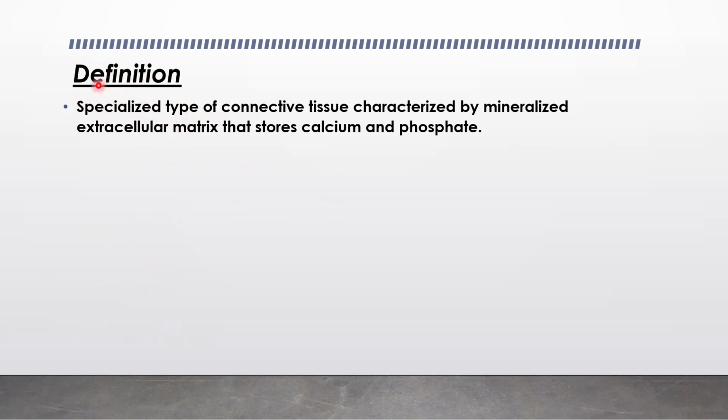So let's go ahead and define bone tissue. Bone is a specialized type of connective tissue. Normally, connective tissue comprises connective tissue proper and specialized connective tissue. Specialized connective tissue is characterized by a mineralized extracellular matrix that stores calcium and phosphate. The last bit, mineralized and storing calcium and phosphate, is very important. Remember, the difference between cartilage and bone is that cartilage is not mineralized, but bone is mineralized.